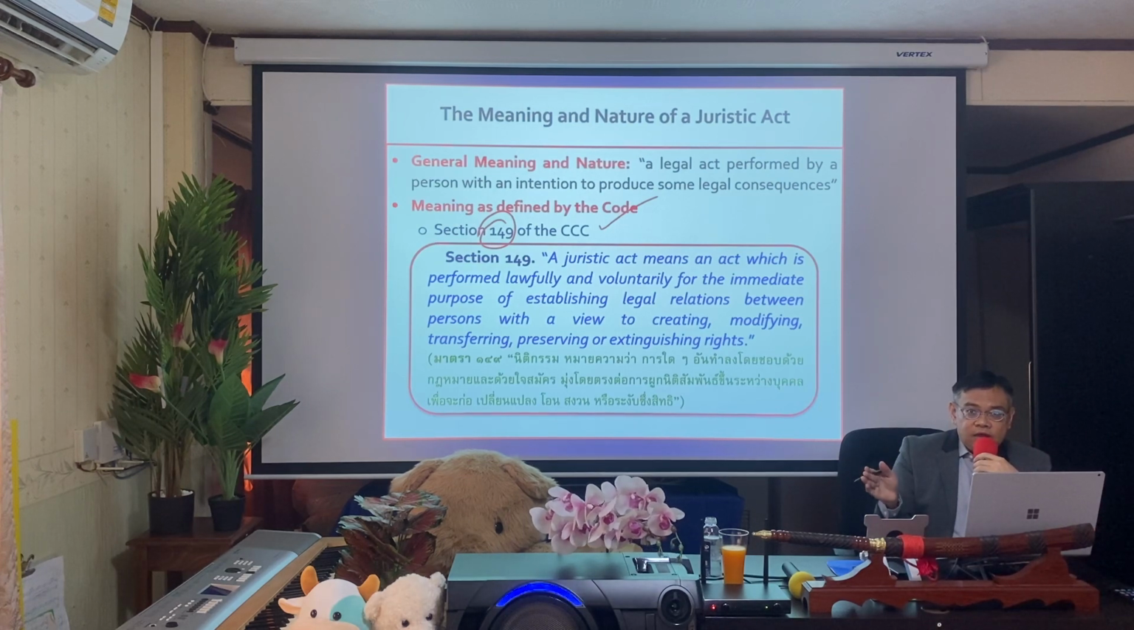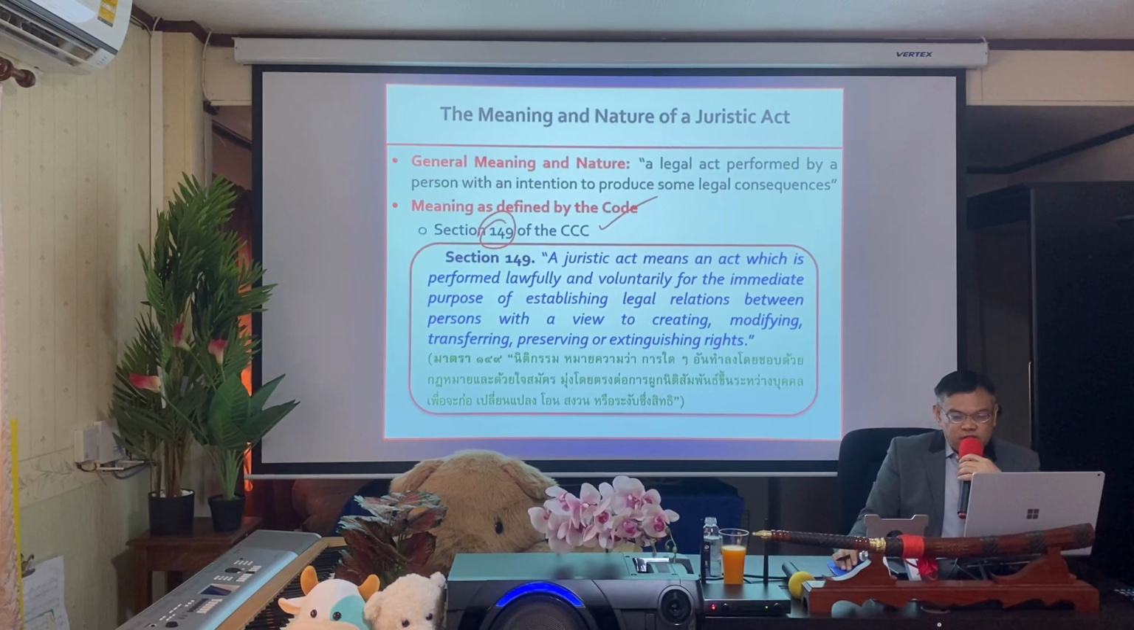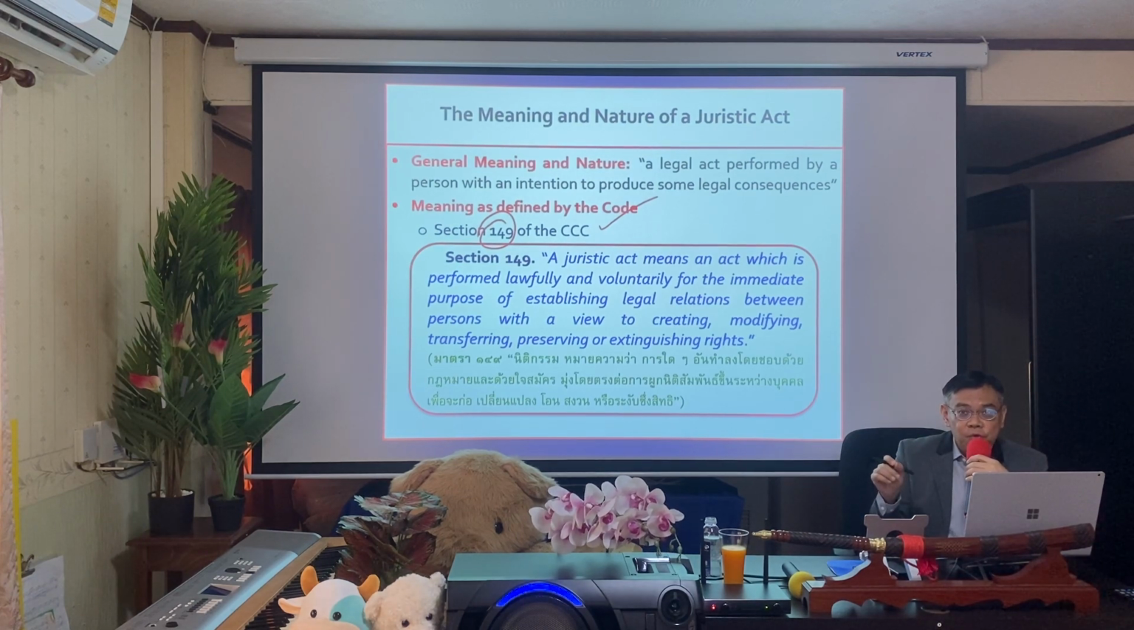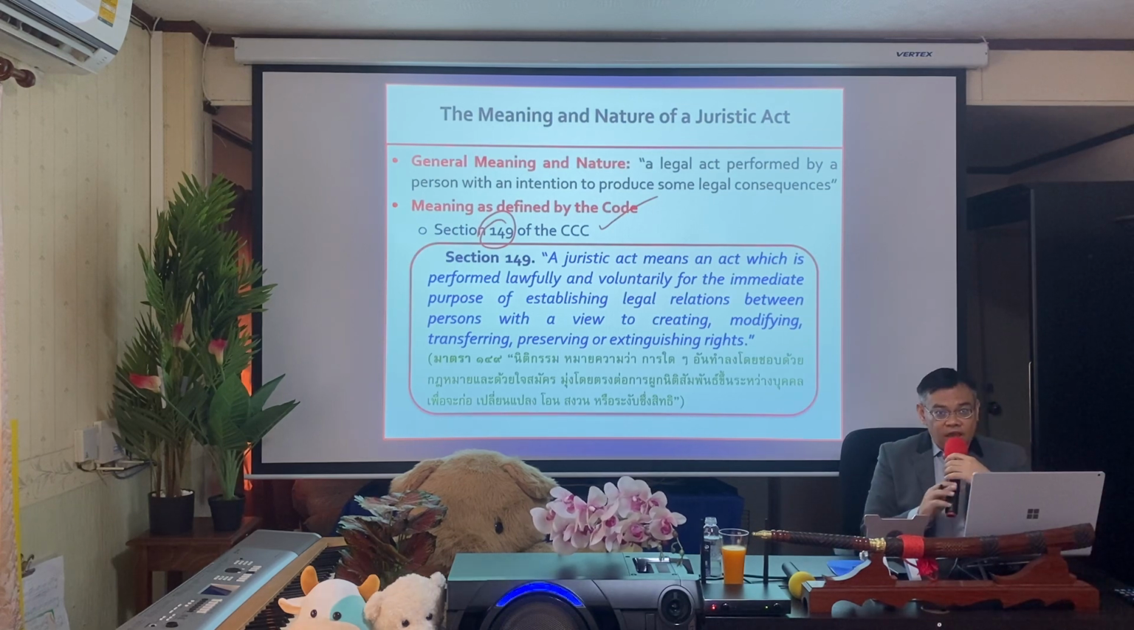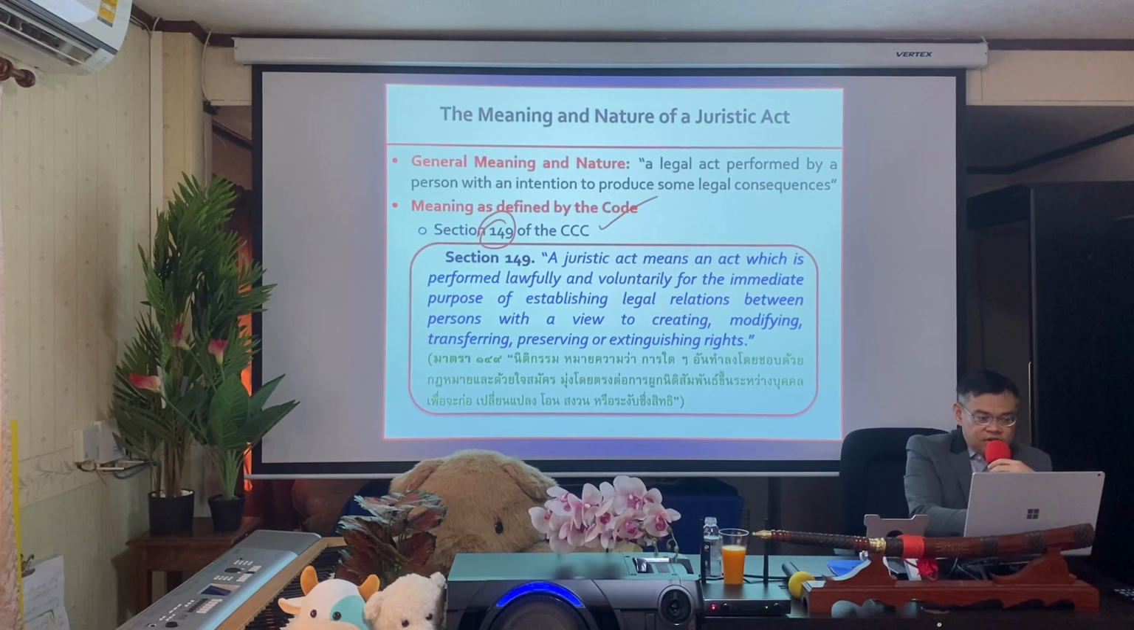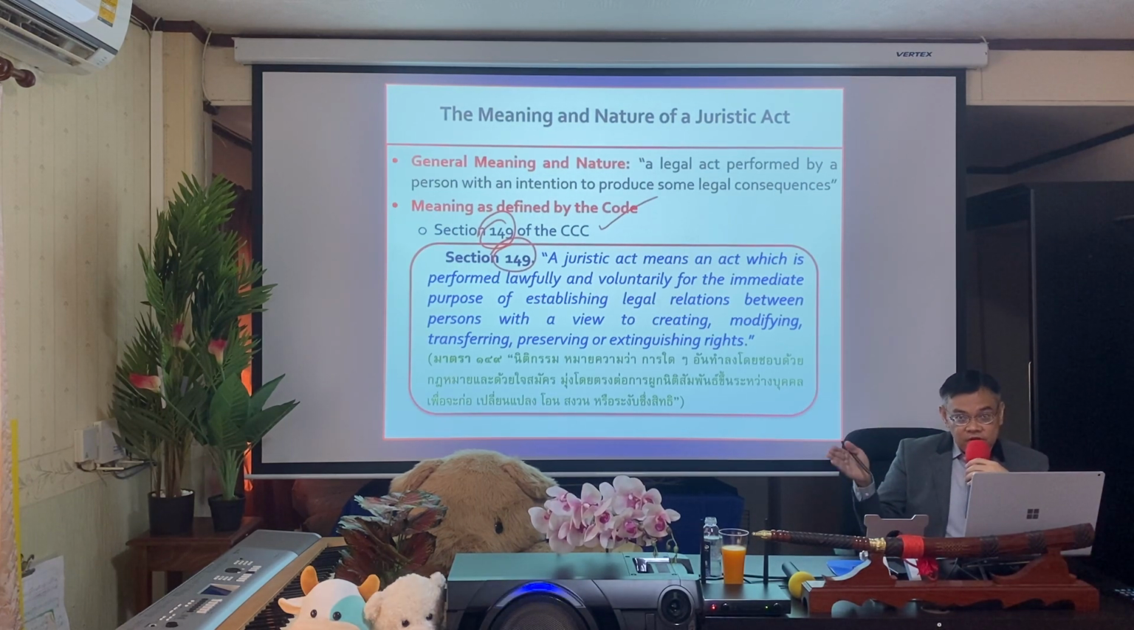Last week we looked at the general statement regarding a Juristic Act, without looking at what the law says. Remember, a Juristic Act is a legal act which is performed by a person with an intention to carry some legal consequences. But if we look at the definition of a Juristic Act in Section 149, from this definition we will analyze the crucial elements of a Juristic Act. Now let's have a look at what Section 149 says.